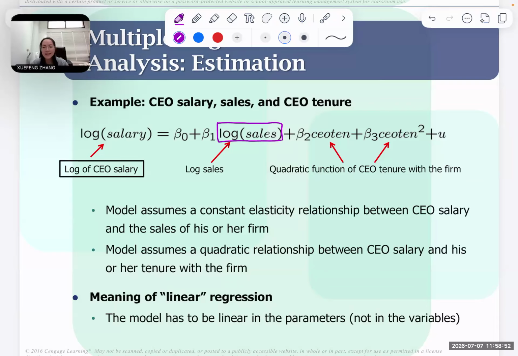When both y and x are in logs, beta 1 has a special meaning. It's an elasticity, a constant elasticity. It directly tells us if sales goes up by 1%, salary goes up by beta 1%. This constant elasticity form is extremely common in economics, as I mentioned to you yesterday, because it gives us percentage effects directly.